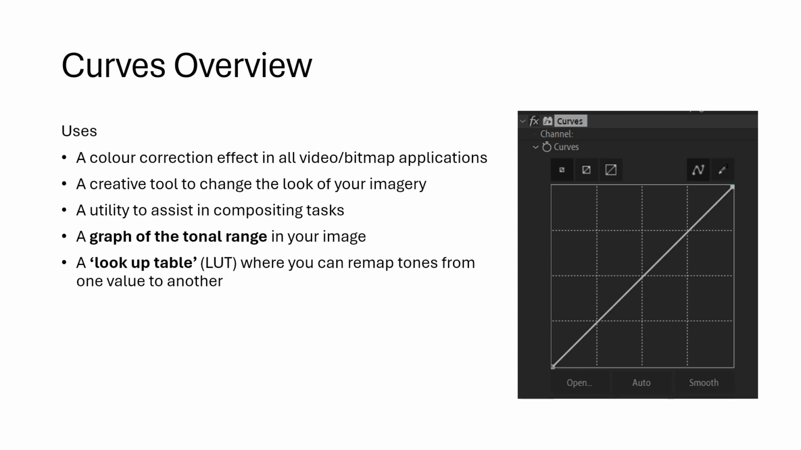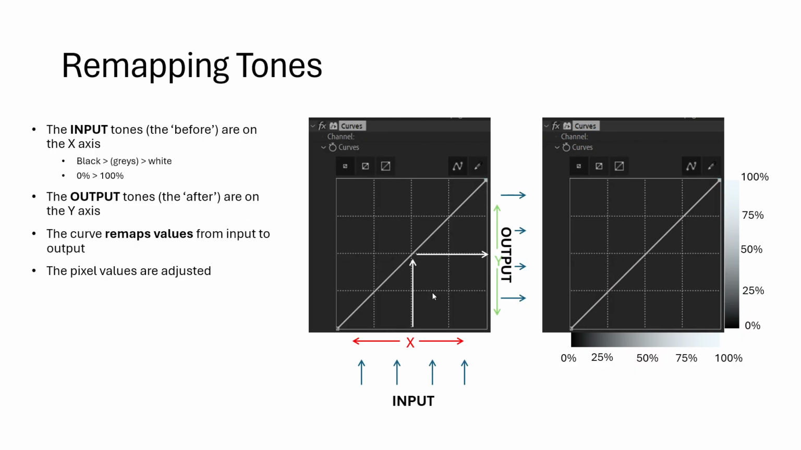Now, on a technical level, a curve is a graph. We can see here an example of a curve in After Effects where we have a box, a couple of grid lines, and a diagonal line here, which is in fact our curve. This is referred to as a lookup table because we can look up values specifically related in this case to tones. So when we use curves, we're primarily interested in remapping tones from one value to another.